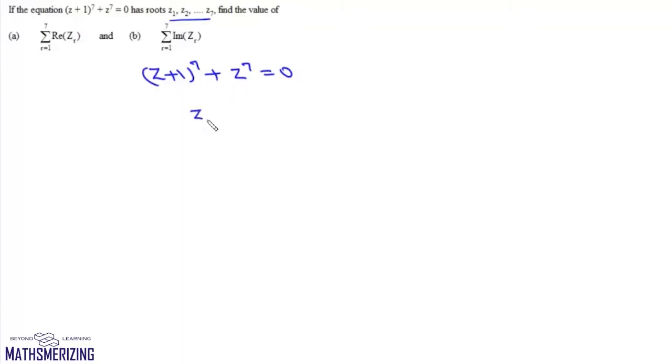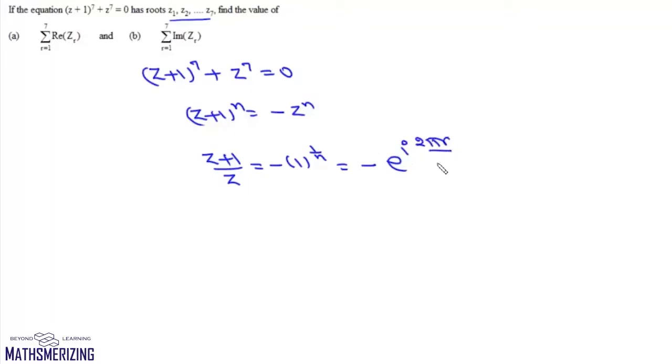Now we can write this as (z plus 1) to the power n equals minus z to the power n. Now we can write this as (z plus 1) upon z equals (minus 1) to the power 1 by n. Now the nth root of unity is minus e to the power iota 2 pi r by n, where the value of r varies from 1 to 7.